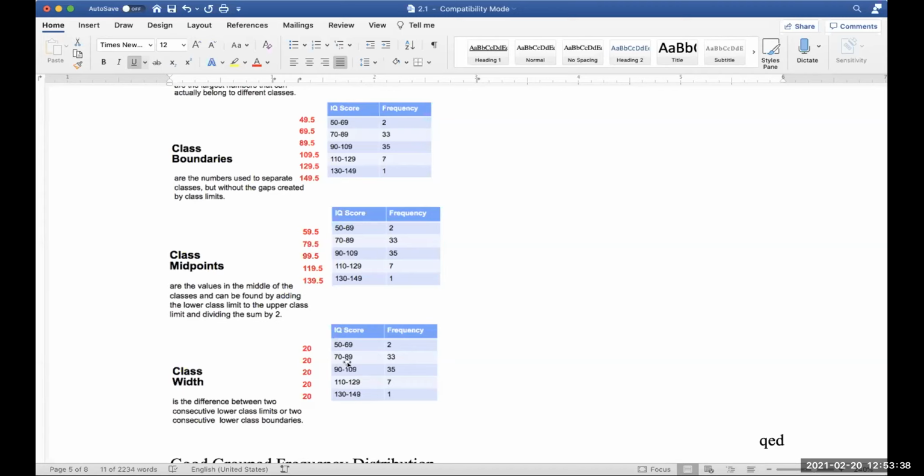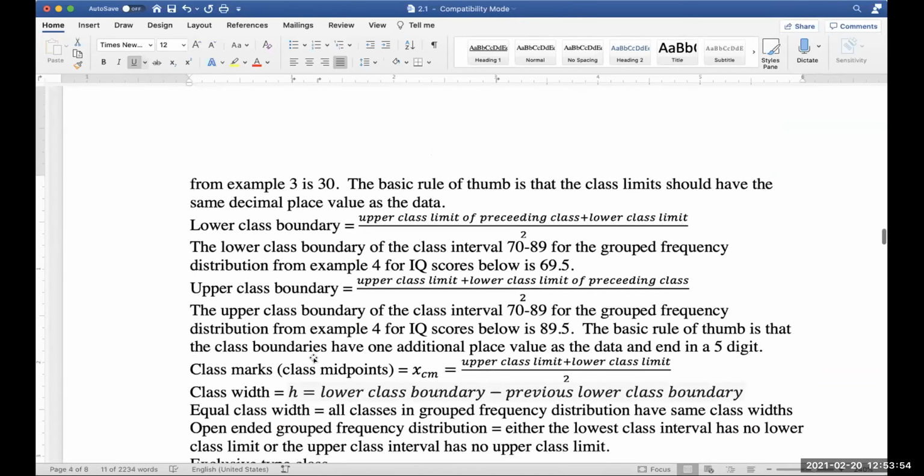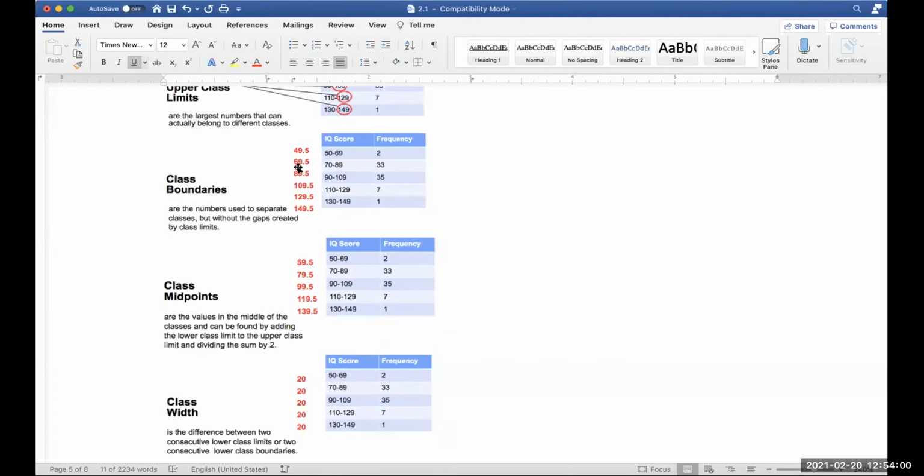The class width is found by subtracting the lower class boundaries. So 69.5 minus 49.5, 20. Yeah, that's how we define it. 89.5 minus 69.5, 20. 109.5 minus 89.5, 20. 129.5 minus 109.5, 20. 149.5 minus 129.5, 20.